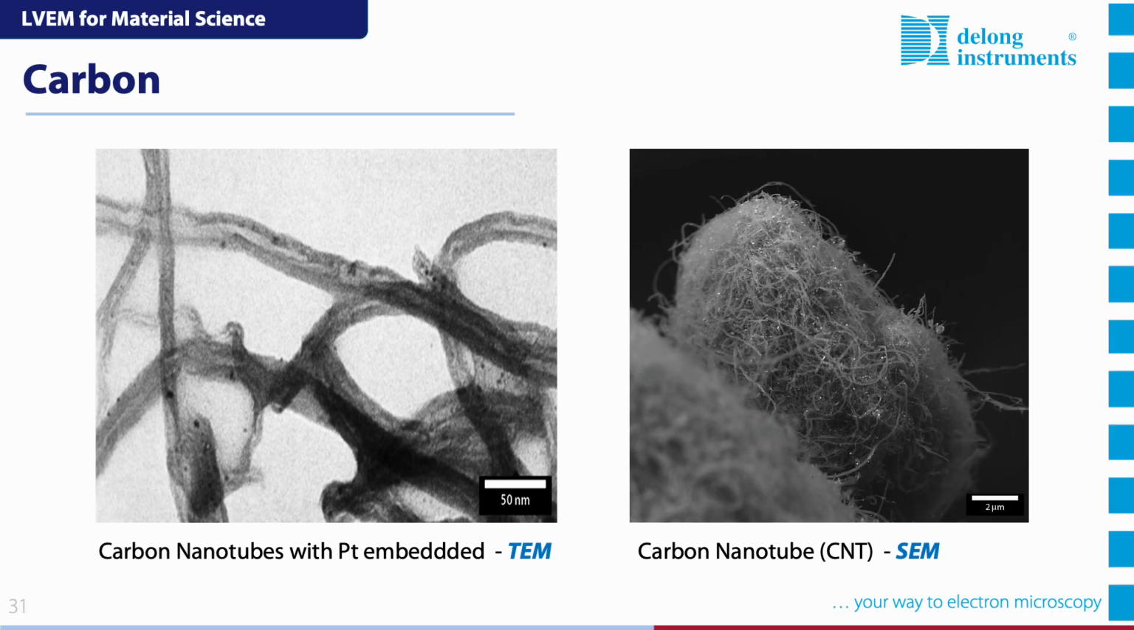Here we have TEM and SEM images of carbon nanotubes with platinum nanoparticles embedded. The carbon nanotubes form the tubular framework, while the platinum nanoparticles appear in TEM as dark or SEM as bright, highly contrasted spots distributed along the tubes. This combination highlights how LVEM can resolve both light element structures like carbon and heavier elements like platinum in the same image. It's a powerful demonstration of LVEM's ability to reveal detailed morphology and composition simultaneously.